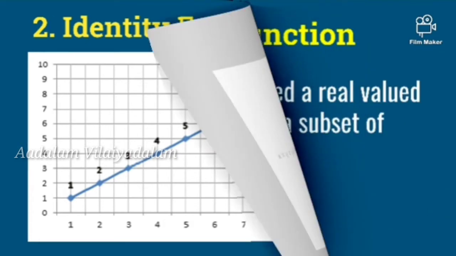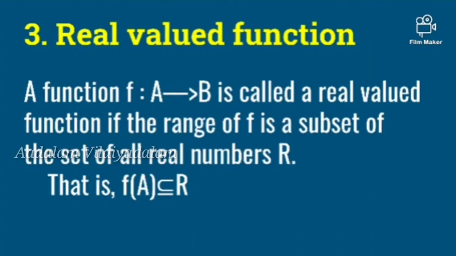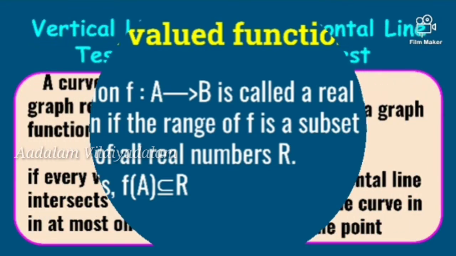The third one is real valued function. A function f: A → B is called a real valued function if the range of f is a subset of the set of all real numbers R. That is, f(A) ⊂ R.